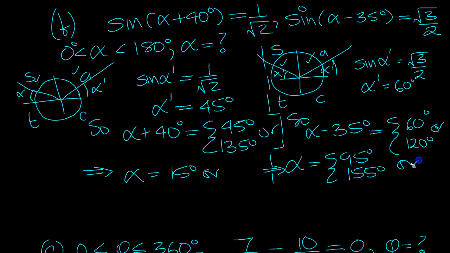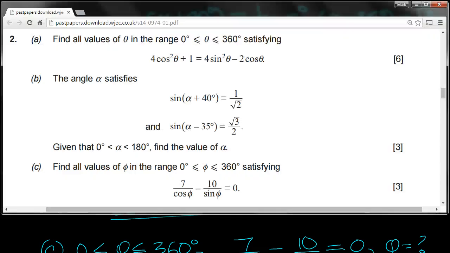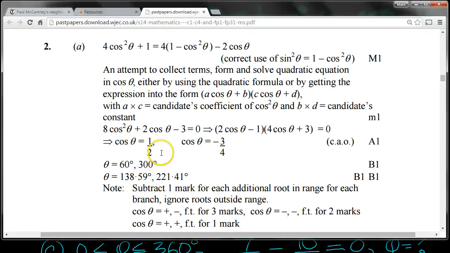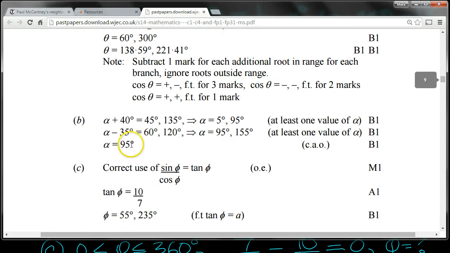So our conclusion then is that alpha must be the 95 degree solution, mustn't it? Because that's the only value that's common to both possibilities. Okay, 95 degrees. Let's just have a look at that here. So part B, 95. Yeah, good.